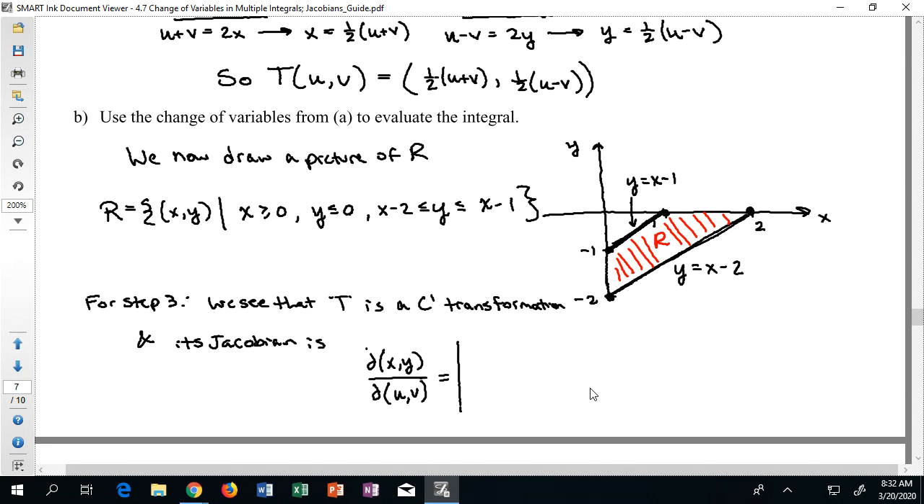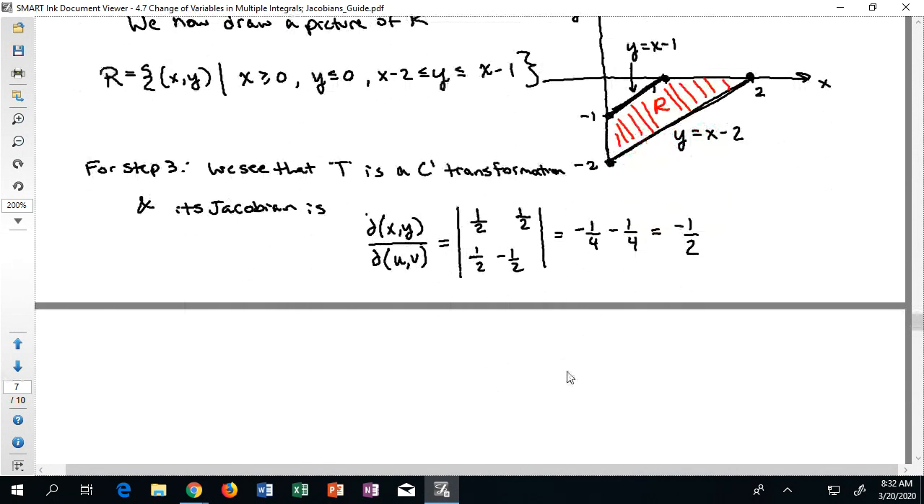All right, so here's the solution that I would come up with. I believe that the partial with respect to u is first going to be a 1/2, the partial with respect to v is also 1/2, and then I get a positive 1/2 and a negative 1/2. When I set this up, this is going to give me negative 1/4 minus 1/4, which is going to be a negative 1/2. So here my Jacobian's a negative 1/2. Well, now I'm ready for step 4.